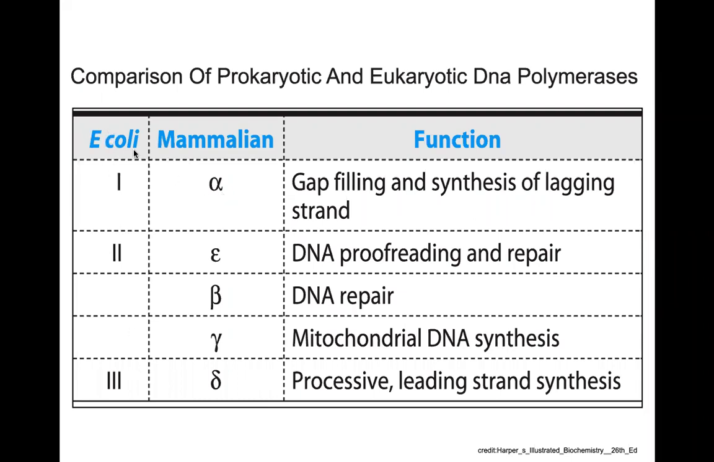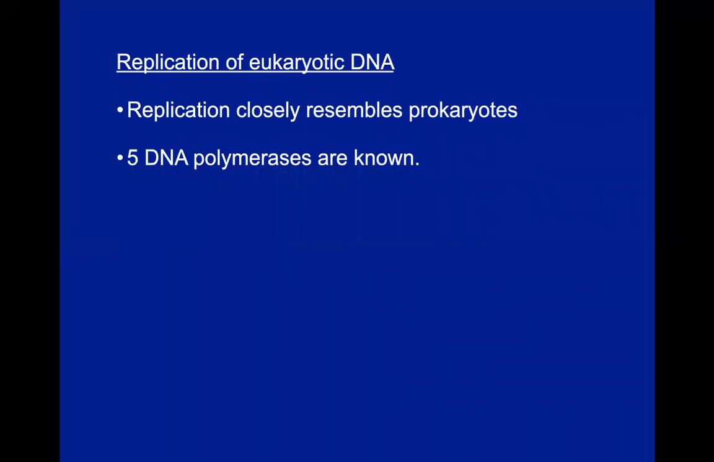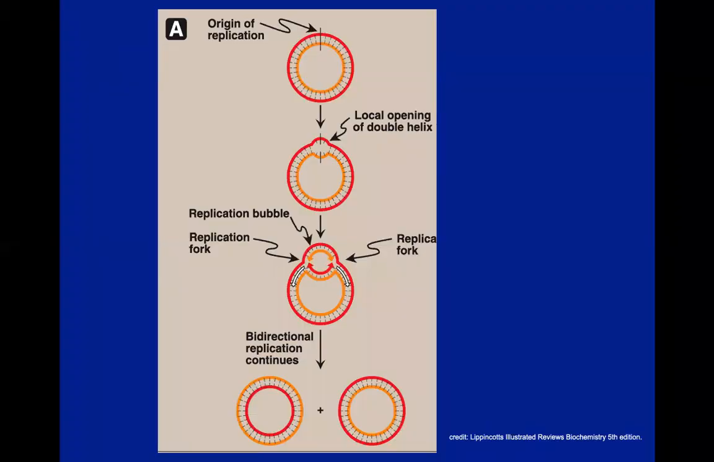So this is the comparison of prokaryotic and eukaryotic DNA polymerase enzymes. In E. coli, there are 3 DNA polymerase enzymes. Gap filling and synthesis of the lagging strand is done in eukaryotes by the alpha enzyme. You have 5 types. Alpha is for lagging strand gap filling, delta is for processive leading strand synthesis, similar to DNA polymerase 3 in prokaryotes. Then epsilon is for DNA proofreading and repair, beta for DNA repair, and gamma is for mitochondrial DNA synthesis. Replication of eukaryotes, I've already told you.